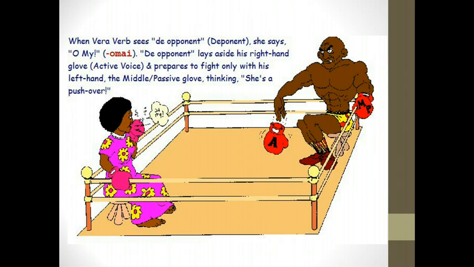And she's over there saying, "Oh my," because you can see her opponent has laid aside one of his gloves. He's laid aside his active voice, and he's only going to use his middle passive voice here. And so that'll be there to help you remember that erchomai, or deponent verbs, lay aside the active voice.